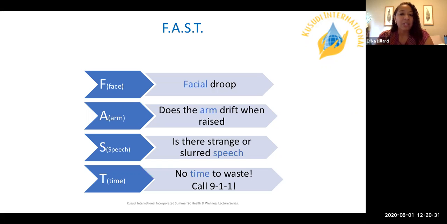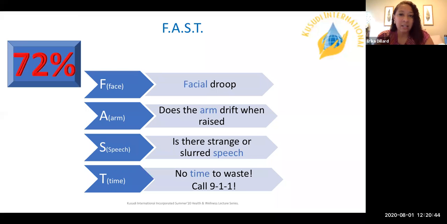The T stands for time. So the key here is, if you notice that someone or yourself are having any of these signs or symptoms, you don't need to waste time. You should call 911 immediately. The fact is that if one of these symptoms is present, you or whoever is experiencing them will have a 72% chance of developing a stroke.